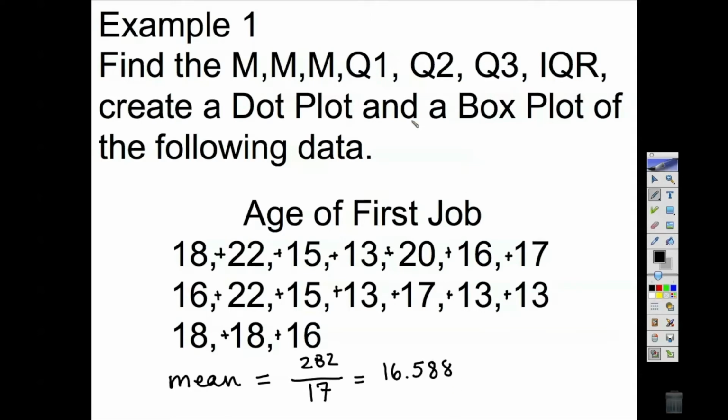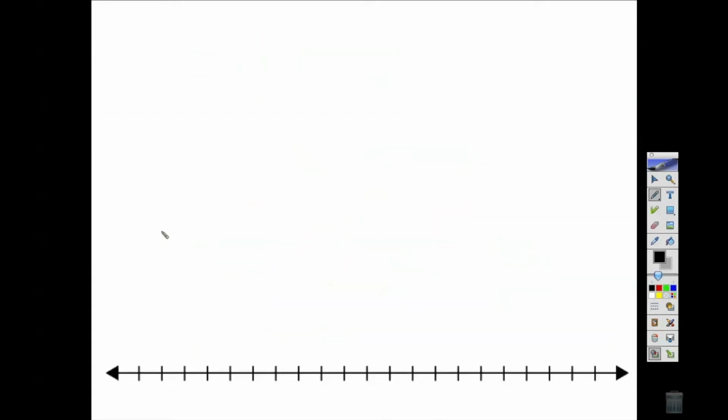Now we have to find the median. In order to do that, we need to place this data in order, from smallest to highest, or highest to lowest. I'm sorry, I blanked out on that one. So this data is going to be 13, 13, 13, and another 13, a fourth time.